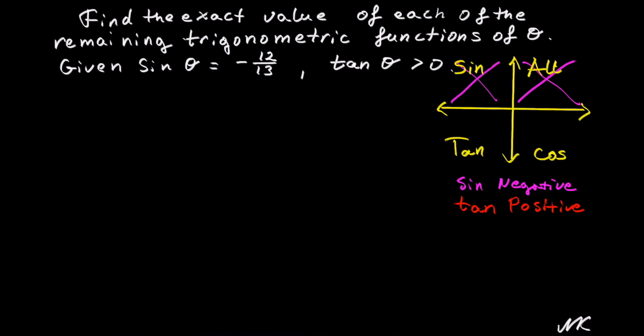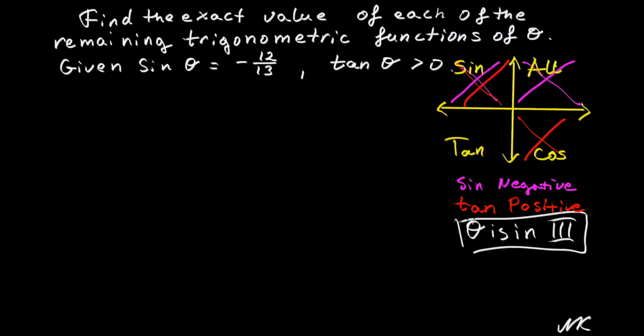That means that the angle theta cannot be in the second quadrant because only sine is positive there, and angle theta cannot be in the fourth quadrant because only cosine is positive there. This means that theta, the angle, is in the third quadrant. So the reference angle is about here.